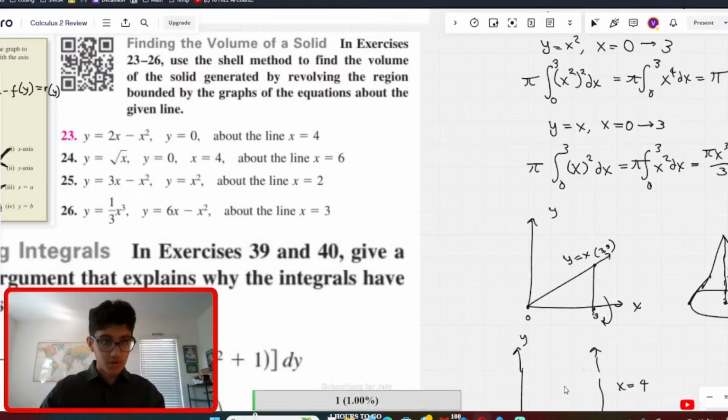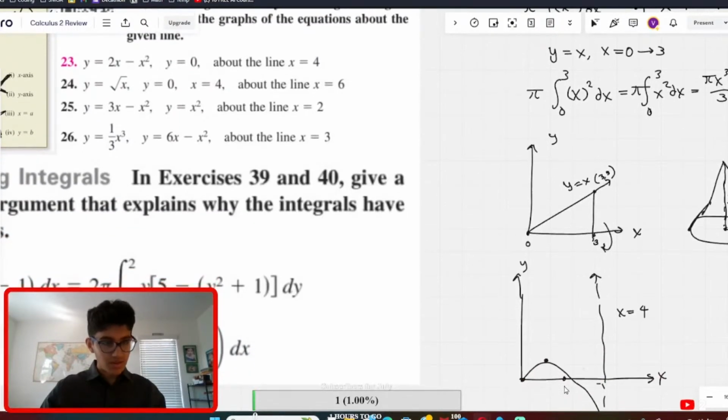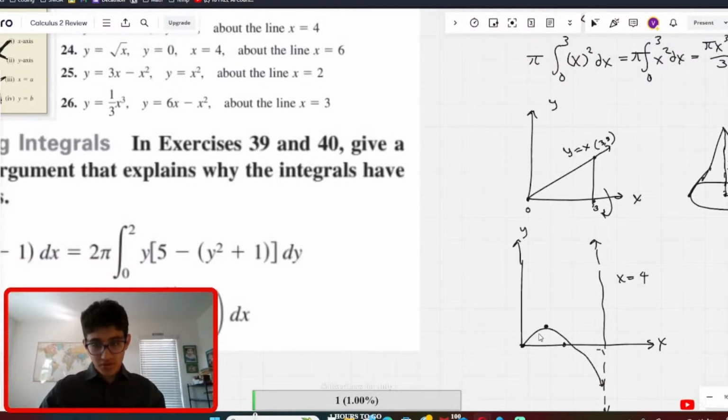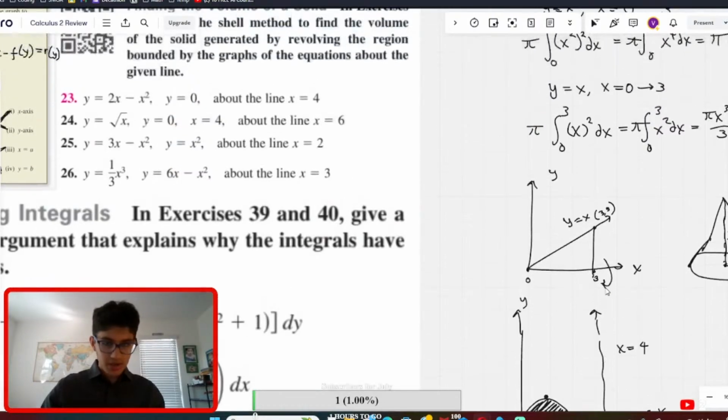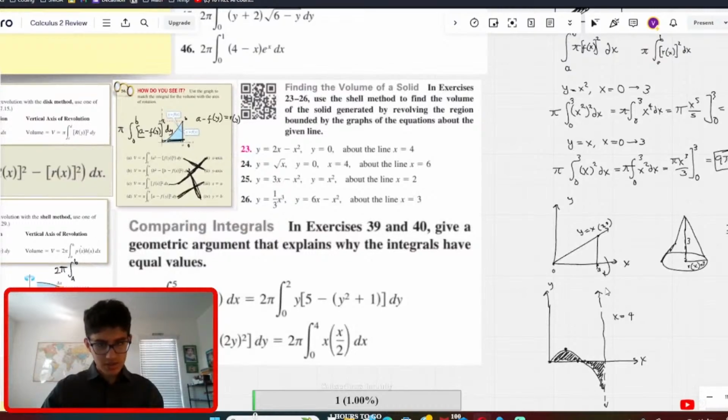Okay, to find the volume of the solid generated by revolving the region bounded by the graphs. Wait, this is a bit complicated actually. We have to find the volume of this, right, between the y-axis and this, rotated about x equals 4. And this is a pretty useful, practical application of the shell method. Okay, so let's see how we could use that now.